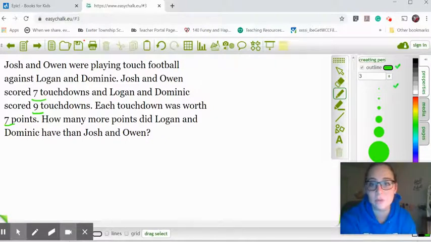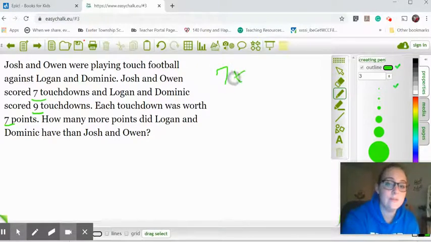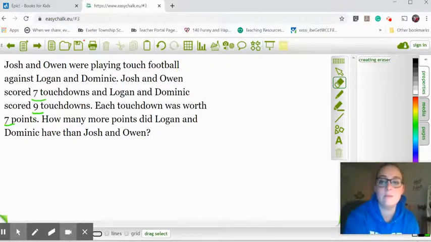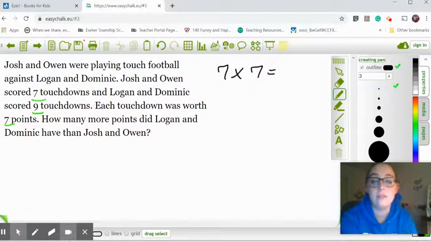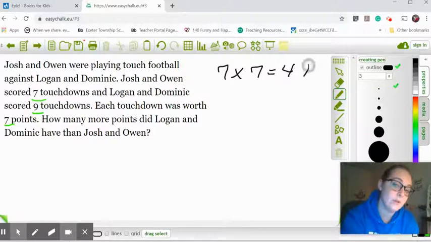So if I have 7 touchdowns and each of them is 7 points, what operation am I using? Addition, subtraction, multiplication, or division? I should be using multiplication to figure that out, because I have 7 sets of 7 points. So I know that I need to do 7 times 7. Let me do that in black so it's a little bit easier for you to see. So 7 times 7. And I automatically know this. If you don't know this, remember you can use 5 and 10 are best friends, or you can use one of your other strategies for multiplication. I know that that is 49.